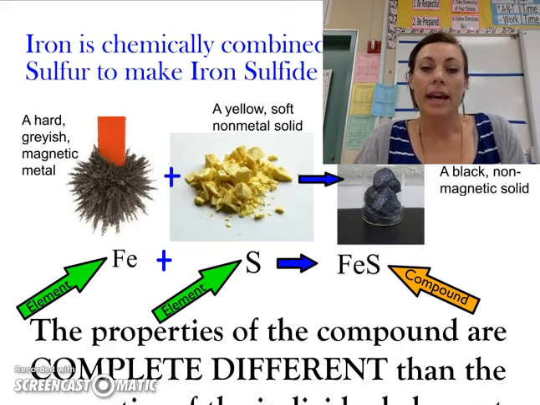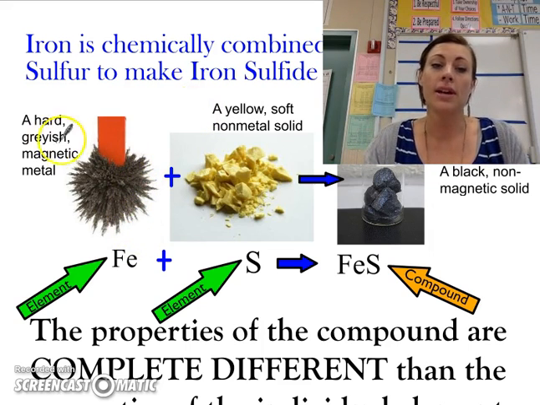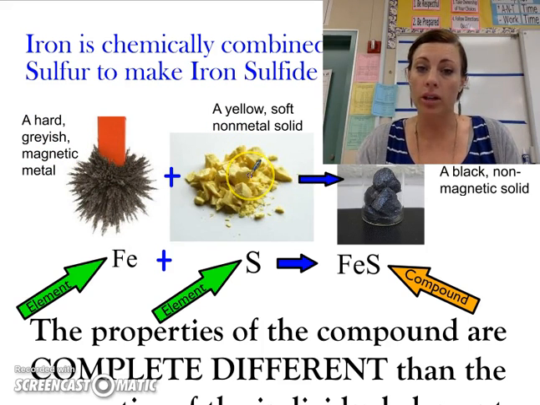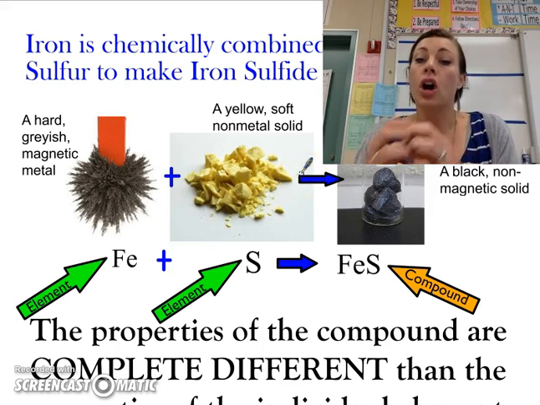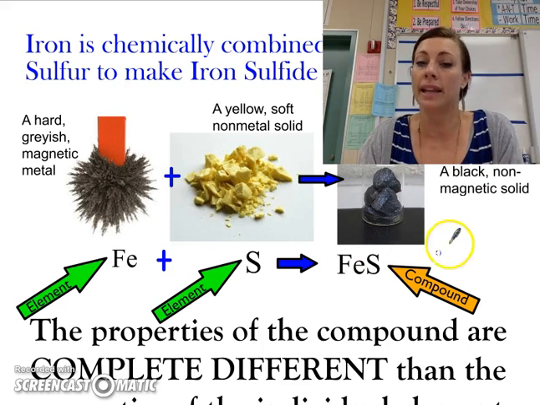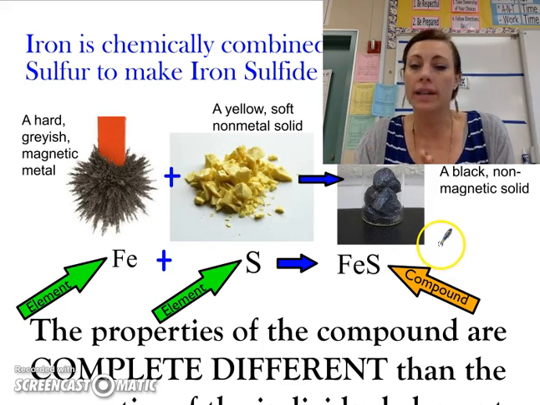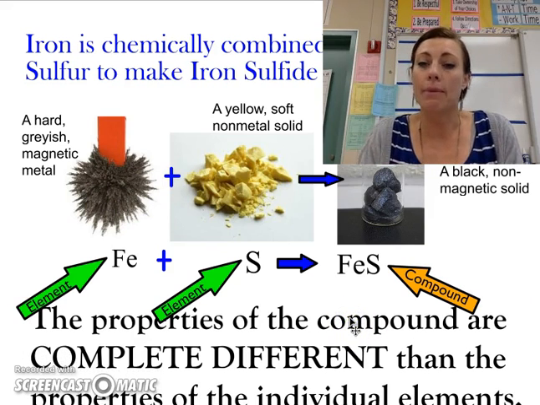Question number 2, compare the properties of the elements to the properties of the compound they make. Well, if you remember all the way back to the iron sulfide demonstration, I took iron, this magnetic grayish metal, with sulfur, a non-metal, solid, really stinky substance, and I heated them up to create the compound iron sulfide, which had completely different properties. So here's the answer. The properties of the compound are totally different than the properties of the individual elements, because a chemical reaction has taken place.